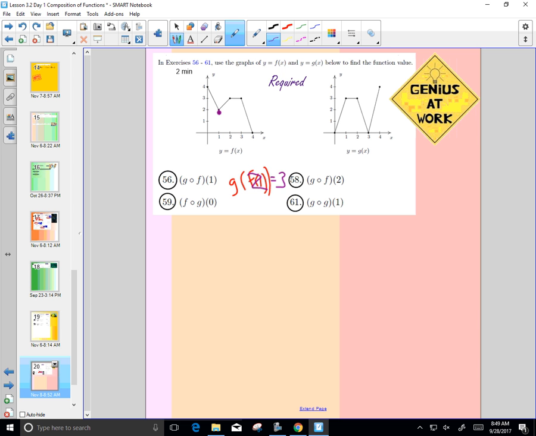Good. Turn to your neighbor, see if you can do 58. This is the same as g of f of 2. Perfect example of composition of functions. So f of 2 is what? 3? So what's g of 3? How many had 0? Very good.